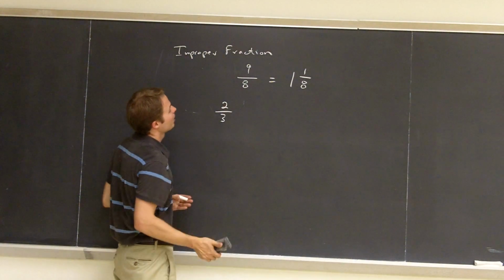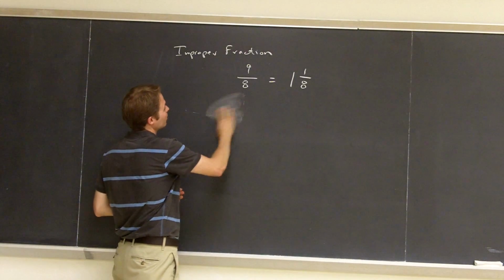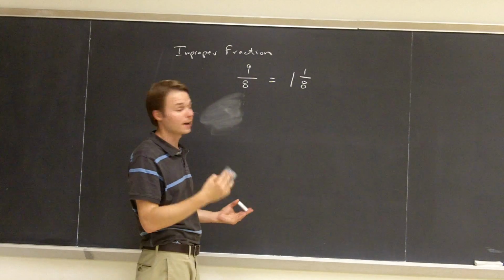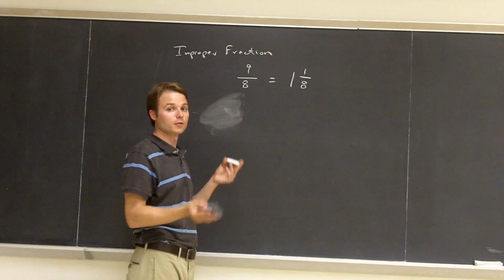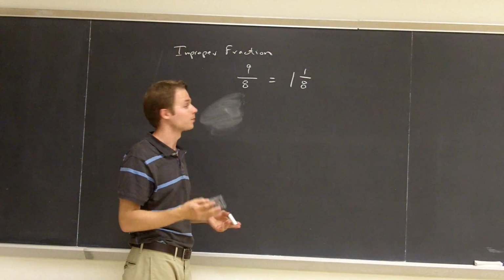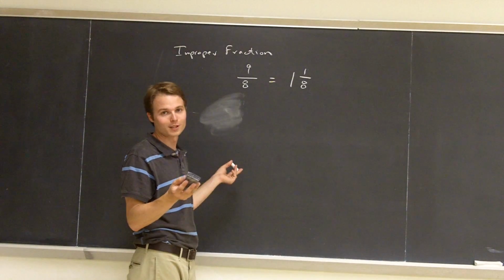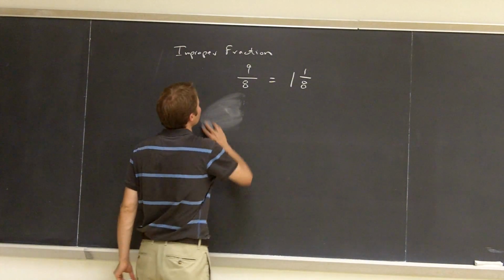So let's talk a little bit about how to convert back and forth between these. For example, how did I get from 9/8 to 1 and 1/8, and how would I get back? Let's start converting from the mixed number to the improper fraction. That tends to be a little easier, but actually both of them are pretty easy, so hopefully you won't have any problems.